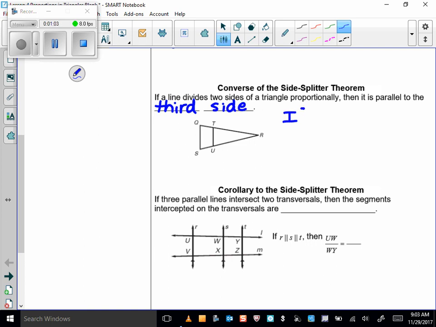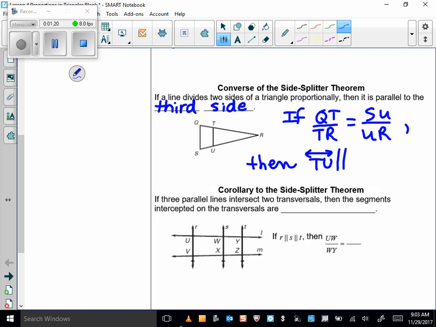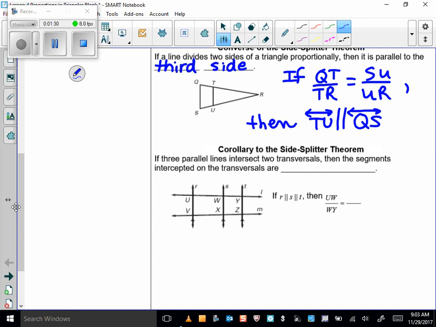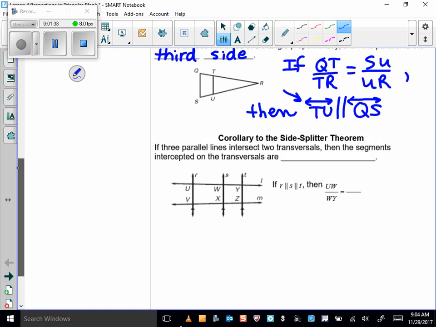So the converse of the above would be if QT over TR equals SU over UR, then I know that TU is parallel to QS. All right, let me see if they put line symbols. Yeah, I marked these as lines, even though in triangles they're not lines, but we always talk about parallel lines, so that's why I used my line symbols on top.